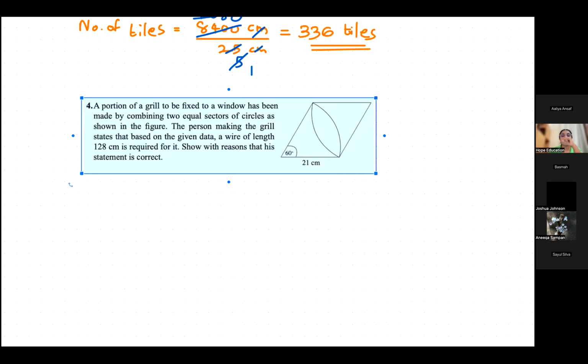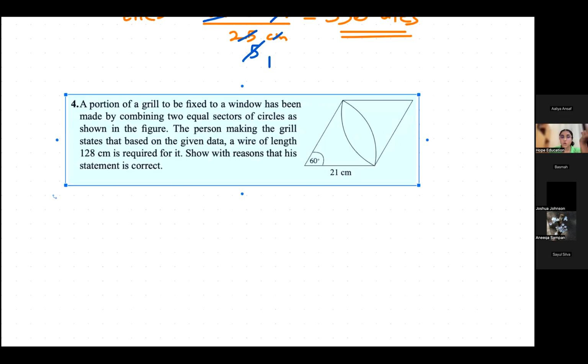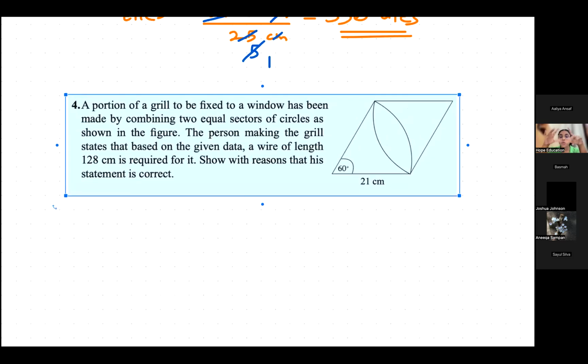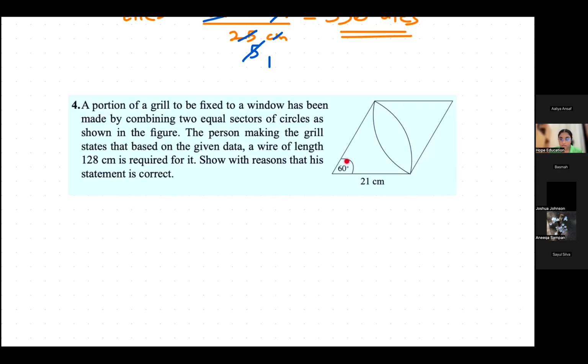So we have a portion of a grill to be fixed to a window made by combining two equal sectors of circles as shown in the figure. The person making the grill states that based on the given data, a wire of length 128 centimeters is required for it. Here is one wire folded as a sector, and here is another wire folded as a sector. So we need to show that the total wire length is 128 centimeters.